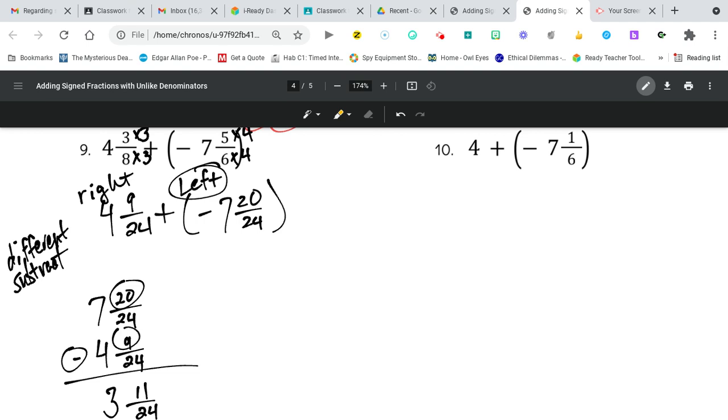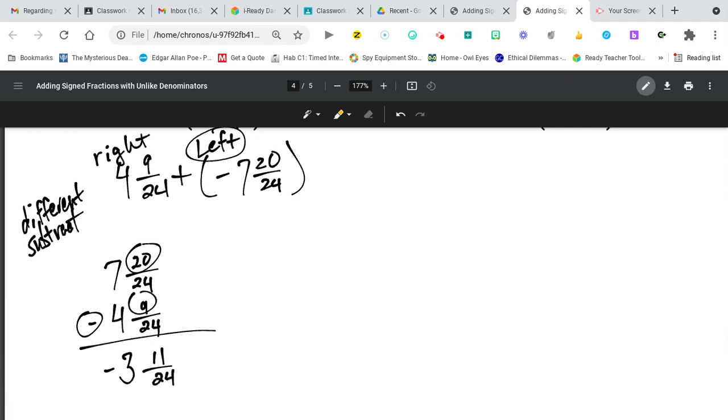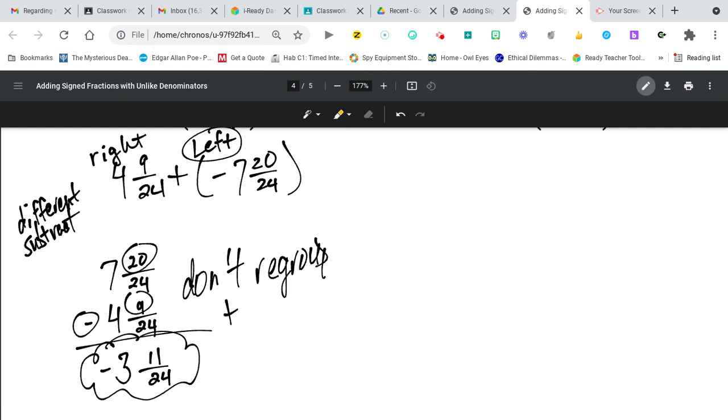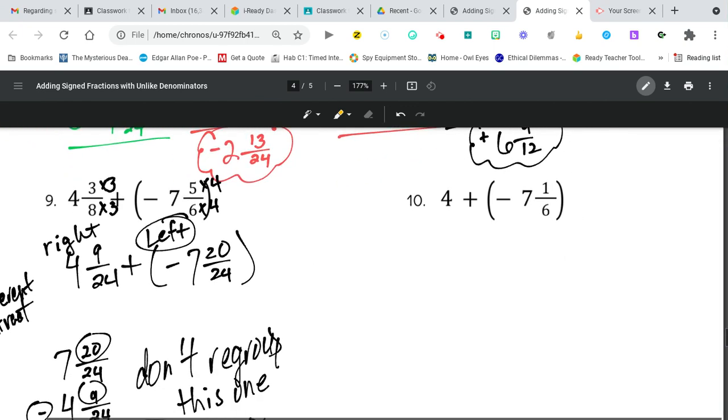And you got more negatives than positives. Or you can say it's more left than it is to the right. And the numbers on the left side are 0 and negative. So the answer is negative 3 and 11/24. So there was no need to borrow or regroup. You can do 20 minus 9. It's going to give you 11.